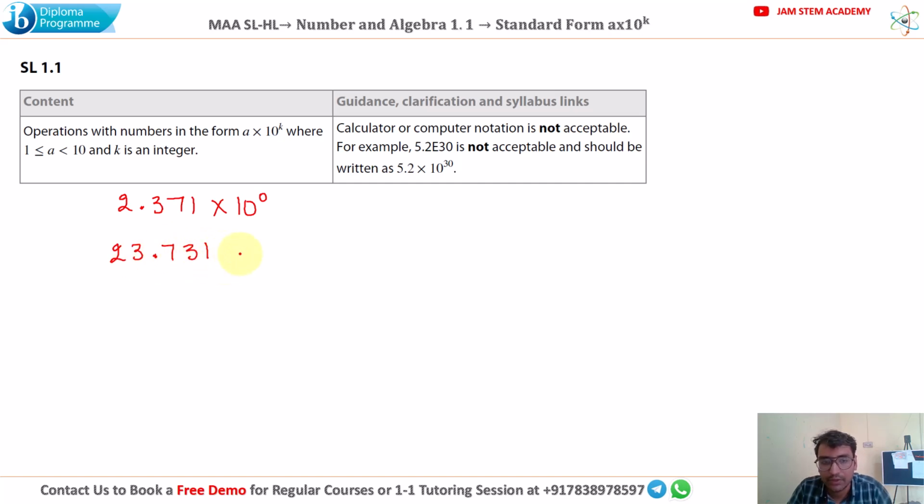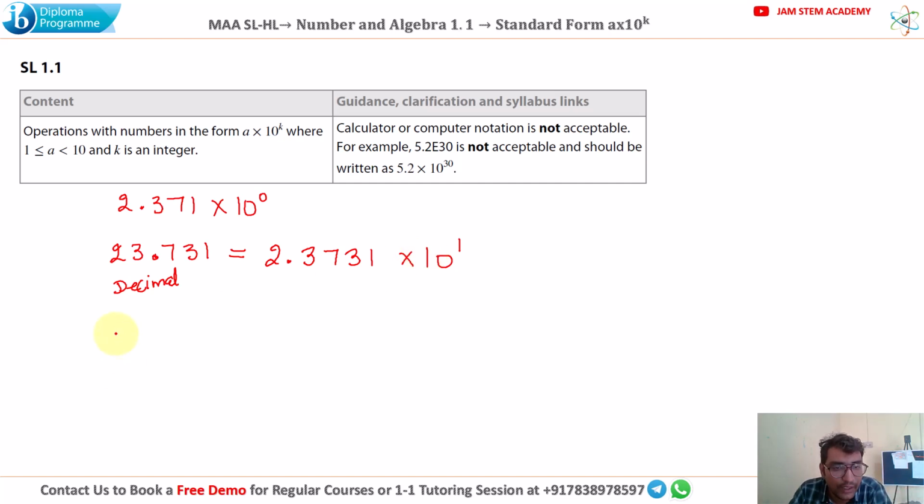For example, you have 23.731. Okay, this is your answer up to 3 decimal places. So it is decimal form. Now in order to write it in the standard form, you need to shift this decimal to left by 1 unit. So what that means, if you have to write it as 2.3731, then you have to take 10 raised to the power 1, because you are shifting your decimal to left side, then increase the power.